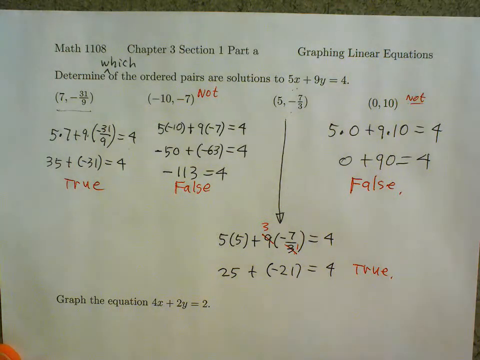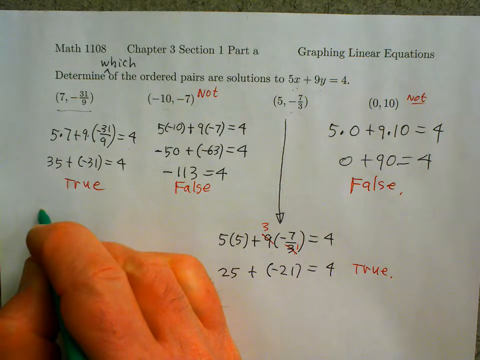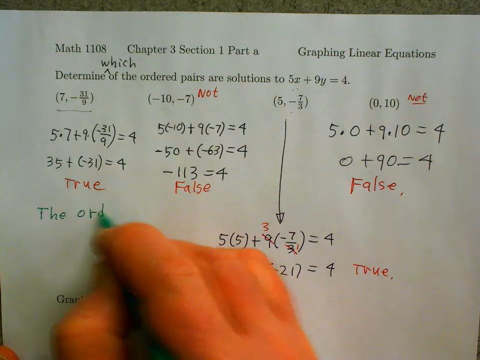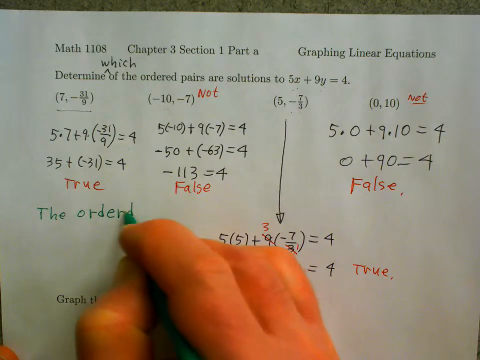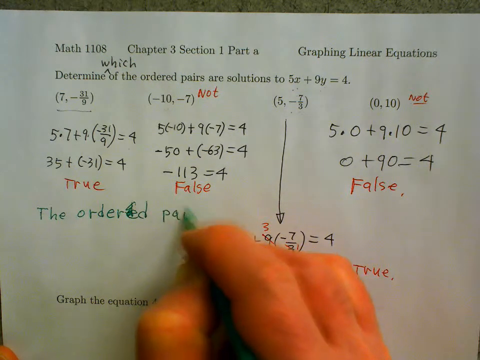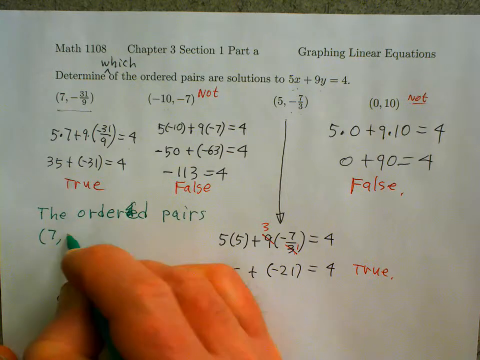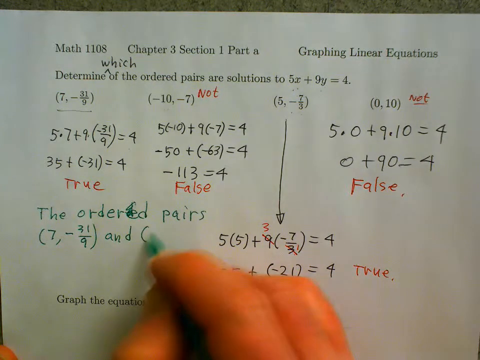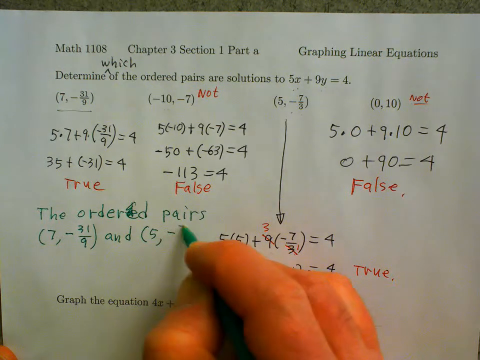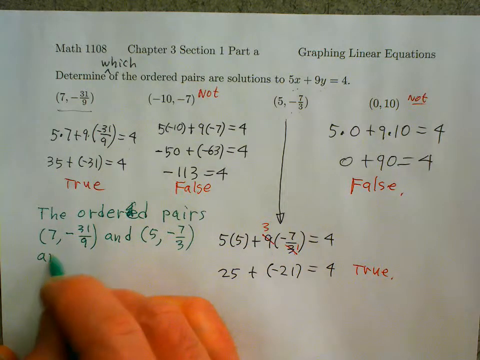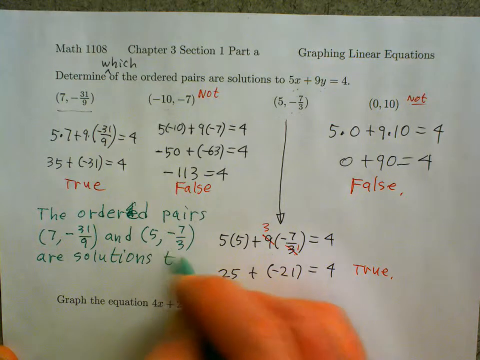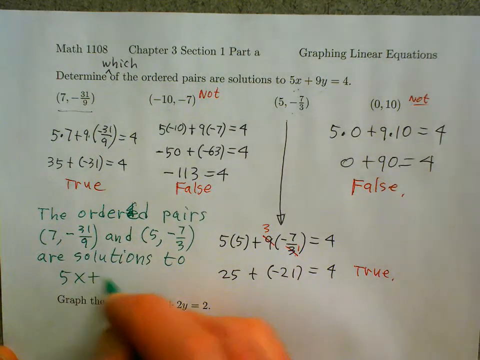Okay, so to reiterate, the ordered pairs 7, -31/9, and 5, -7/3 are solutions. So I'll write that down here. The ordered pairs 7 for x, -31/9 for y, and the other ordered pair 5 for x and -7/3 for y. Both of those are solutions to the equation 5x plus 9y equals 4.